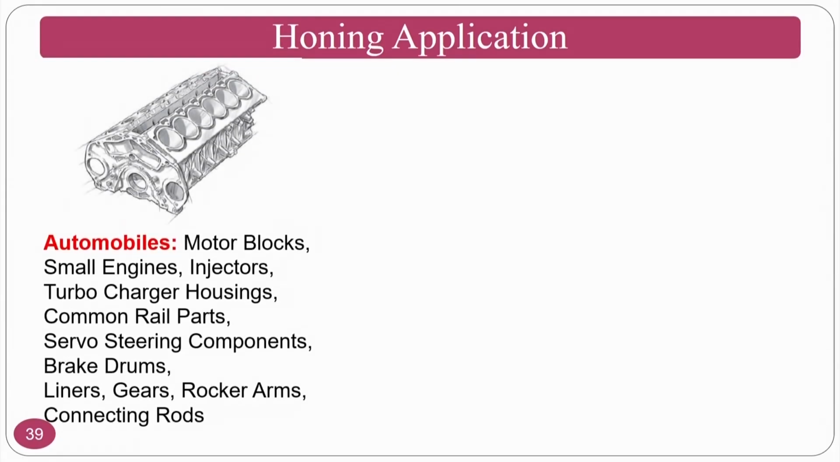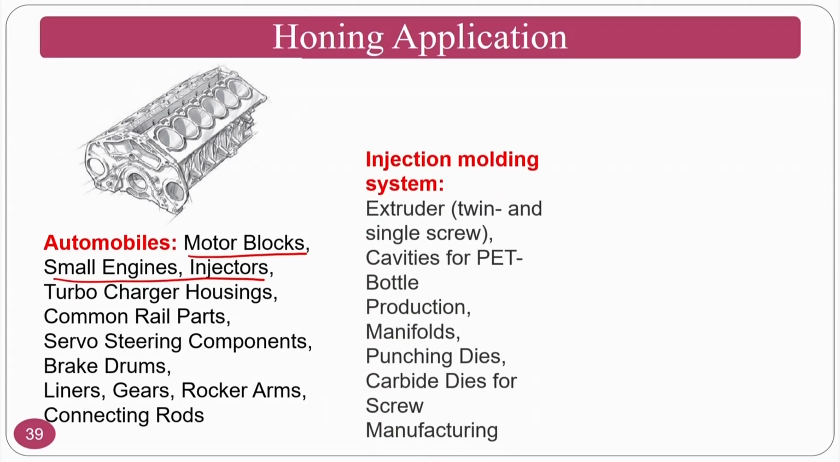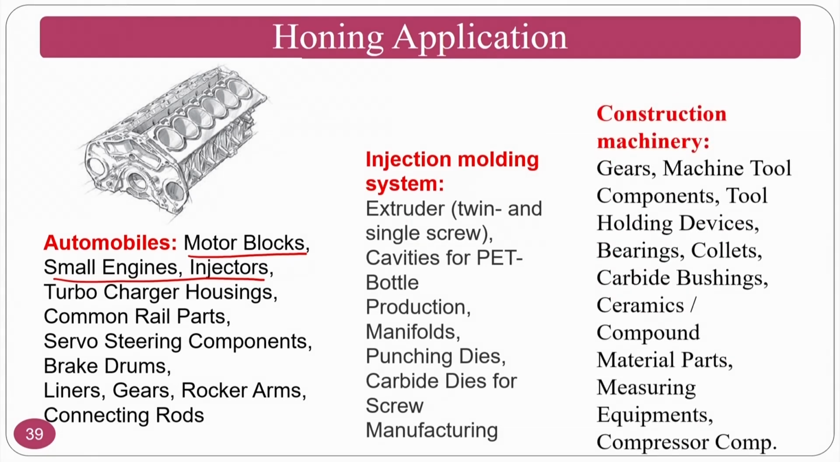And most of the applications go to the automobile sector, like motor blocks, small engine injectors, turbo, brake drums, many other applications in the automobile sector, and injection molding systems, and construction of machinery like gears. Wherever there is relative motion, piston-cylinder motions are mostly used there. This type of honing process is mandatory.